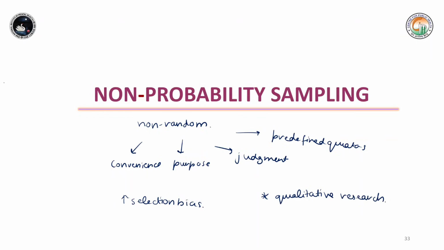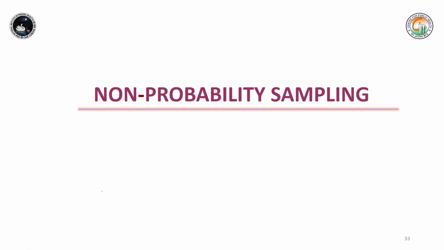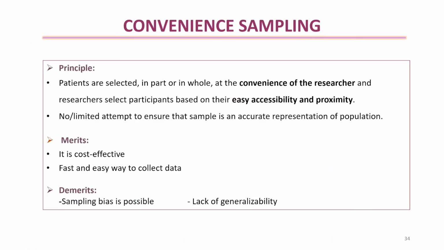The types of sampling under non-probability sampling are as follows: convenience sampling, purposive sampling, snowball sampling, and then quota sampling. Let's begin with the simplest non-probability sampling, which is convenience sampling. As the name suggests, participants are selected simply because they are easy to access.